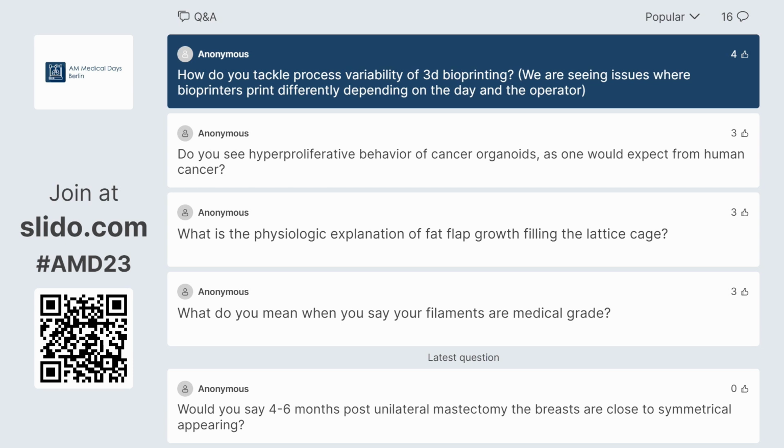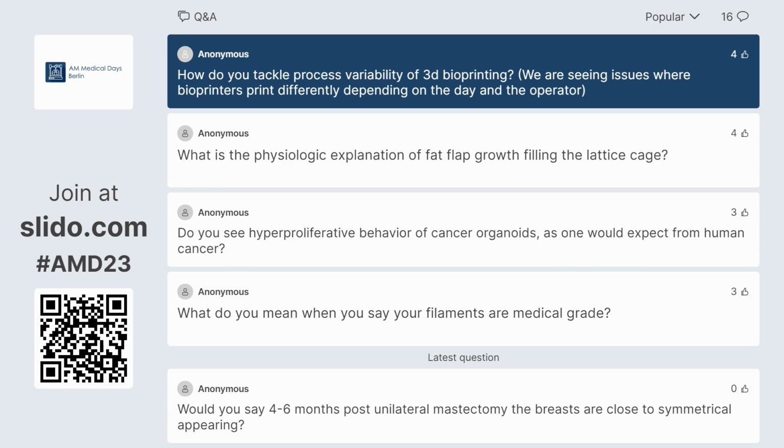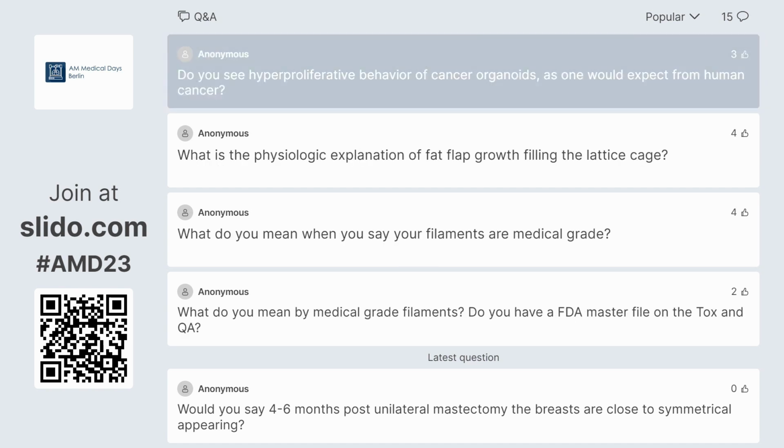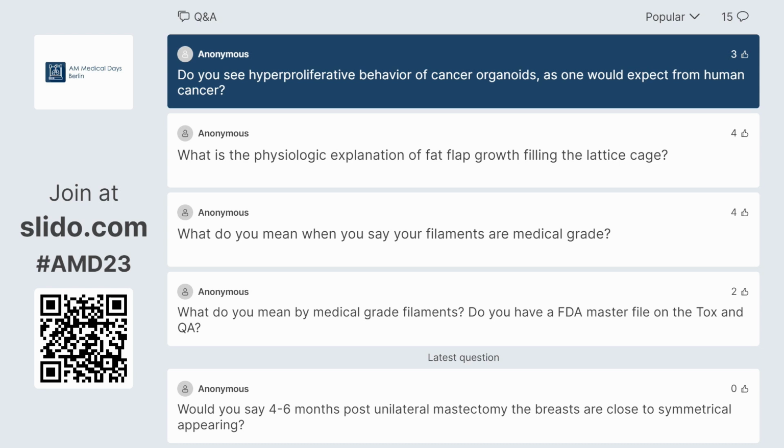Do you see hyperproliferative behavior of cancer organoids, as one would expect from human cancer? Openly said, we have not checked that. The spheroids grow, so they are proliferative. But of course, we just developed the model, and now we have to analyze it in more detail to see how far it really reflects the biological situation.